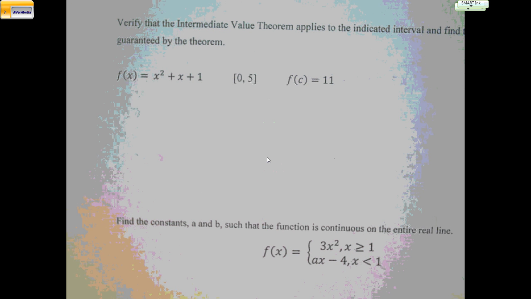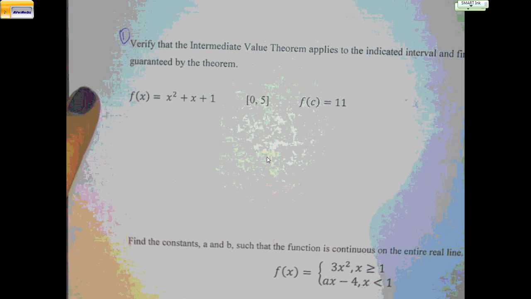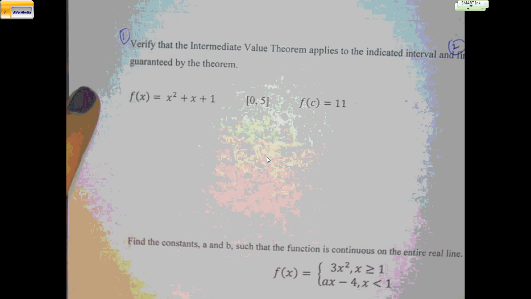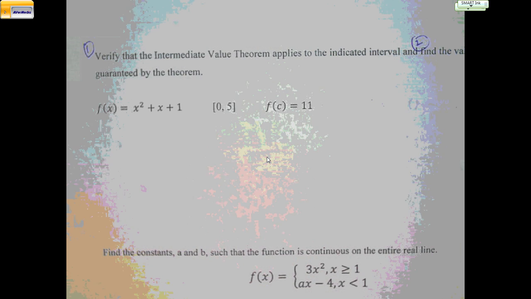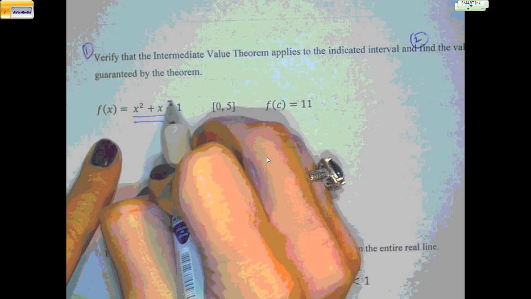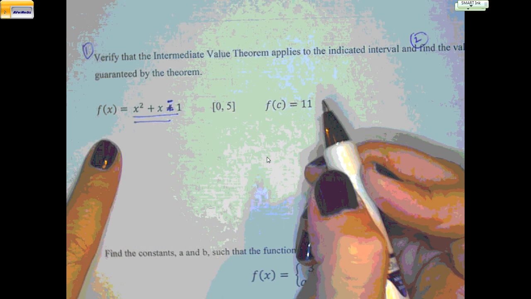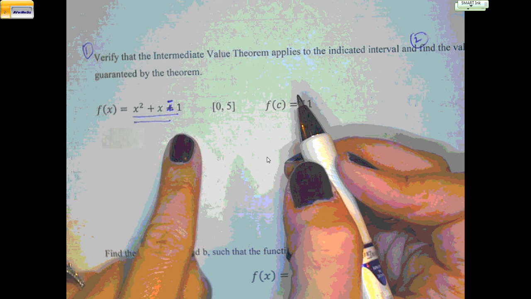Verify, prove that the intermediate value theorem applies to the indicated interval, and step 2, find the value of C guaranteed by the theorem. So here we go. We got to prove that the theorem applies. Well, what's the first thing we have to know for sure? Is it continuous on the interval? Is this equation, which PS, here's another typo, that's a -1. Sorry. Don't hate me. Is this equation continuous from 0 to 5?